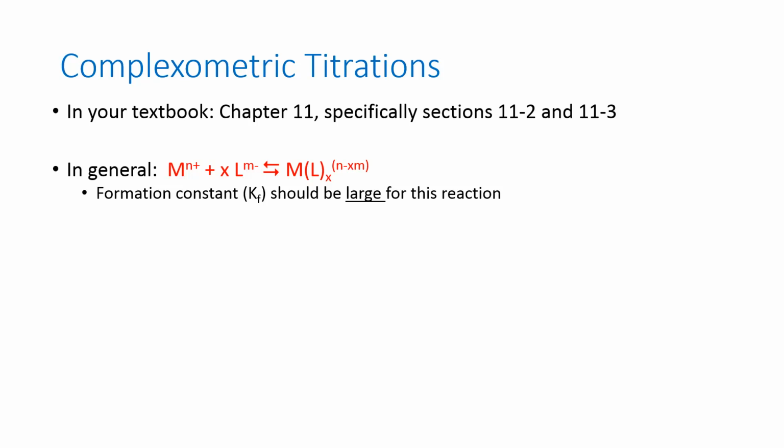The equilibrium constant for this reaction gets a special name. It's the formation constant, Kf. And we want it to be large. So you should remember from general chemistry that a large equilibrium constant means that the equilibrium is shifted way to the right towards the products. And so that equilibrium arrow is essentially not really an equilibrium, it's just a right arrow, just a regular chemical reaction. That's important for a titration because we want to know that our reaction mostly goes to completion so that our stoichiometry is predictable.